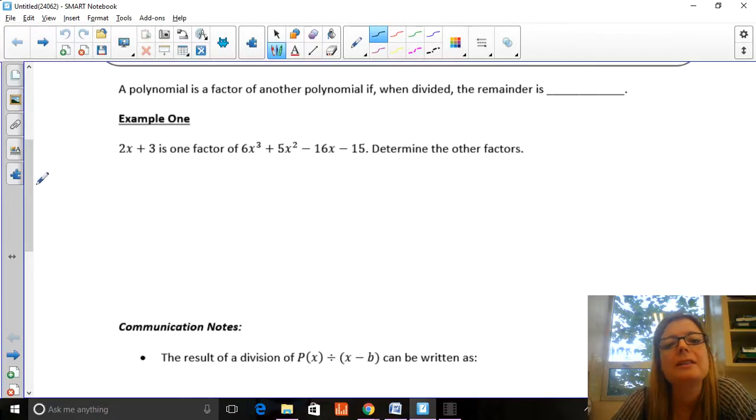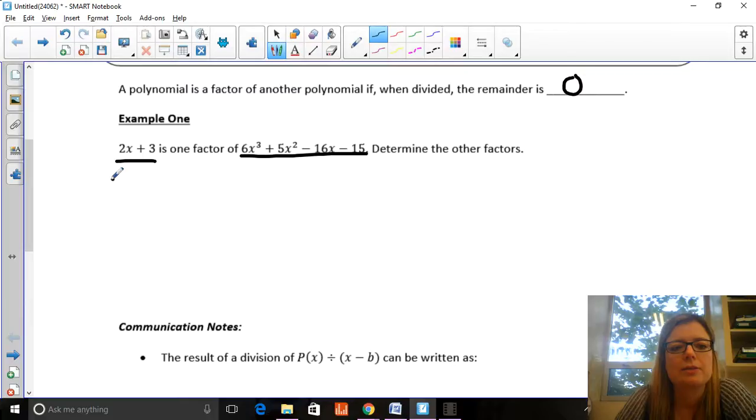So a polynomial is a factor of another polynomial if, when divided, the remainder is 0. In order to factor, really we're just trying to find polynomials that have a remainder of 0 when divided by the other polynomial. So if I tell you that 2x plus 3 is in fact a factor of this polynomial, then that means when I do synthetic division, I will get a remainder of 0. So let's set this up and I'll show you what I mean.